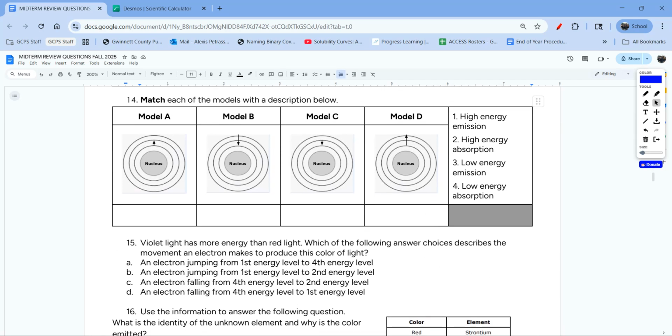Match each of the models with a description below. I really hope by now you can do this. And if you can't, I'm sorry. Okay, so each model is showing an atom, and the arrow is showing the direction the electron's going. So, is the electron jumping away from the nucleus or falling back towards it? In A and D, it's jumping away. So it's going through excitation.